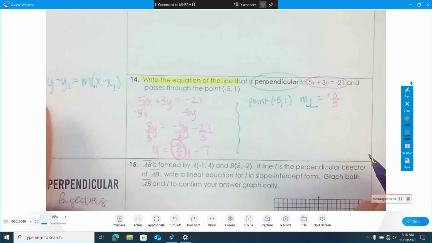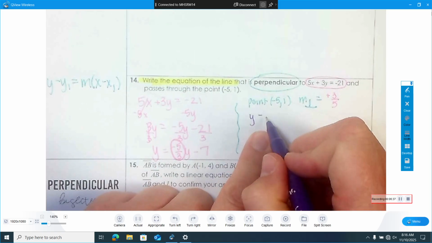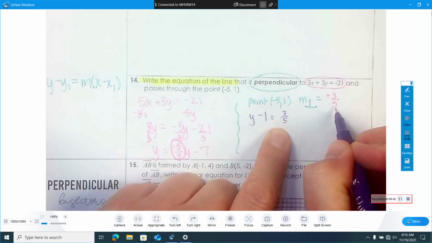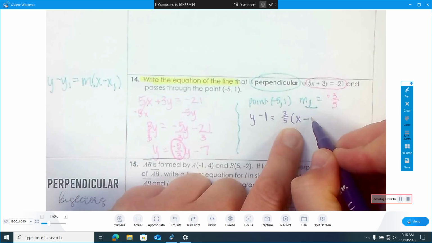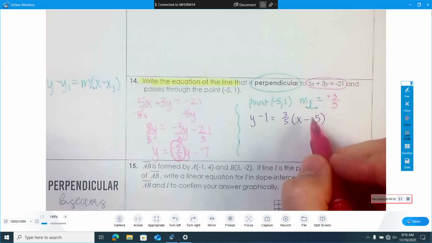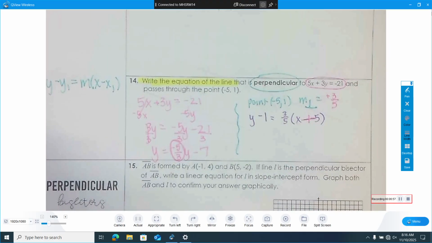So we're going to write y minus 1 equals 3/5 times the quantity x minus negative 5. Good. 3/5 times the quantity x minus the negative 5. And again, that minus the negative is really a positive there. We want to be a little careful. And then we can go ahead and distribute.